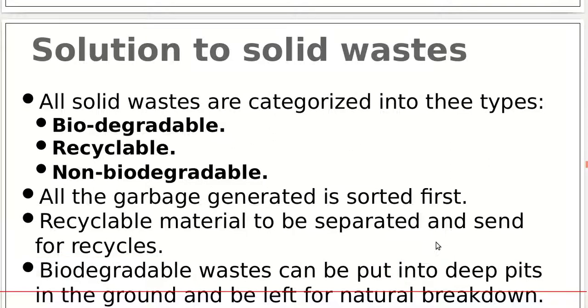Nowadays, the garbage collector, the person who collects the garbage, says he wants us to segregate the waste into kitchen waste, dry waste, biodegradable, non-biodegradable. It's a good move, and most of the people are following it. So all the solid waste is categorized into three types: biodegradable, recyclable, non-biodegradable. All the garbage generated is sorted first. Recyclable materials are separated and sent for recycling.